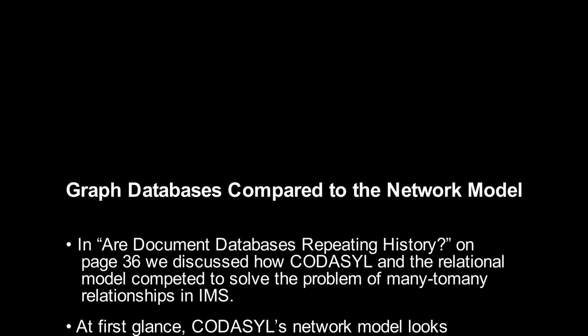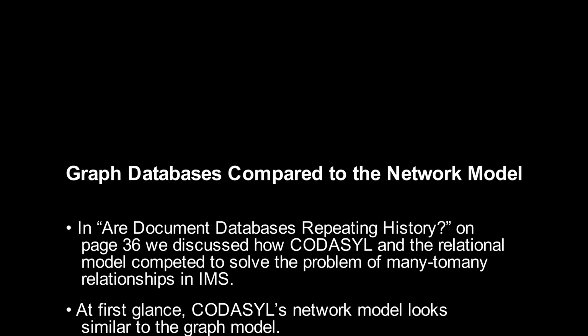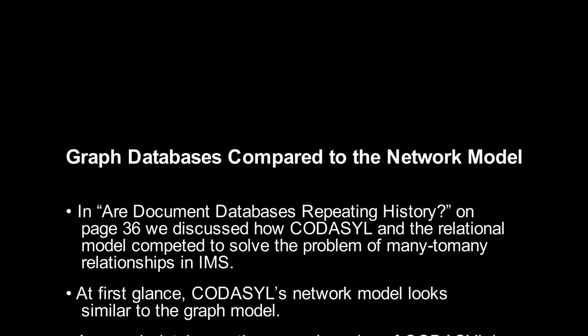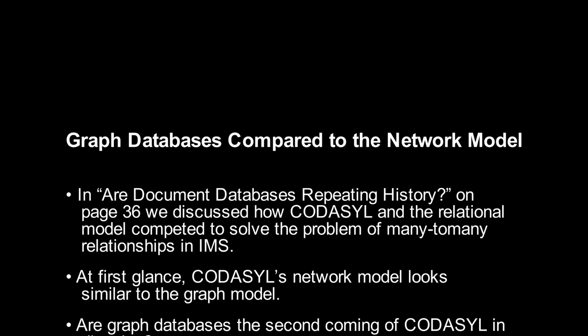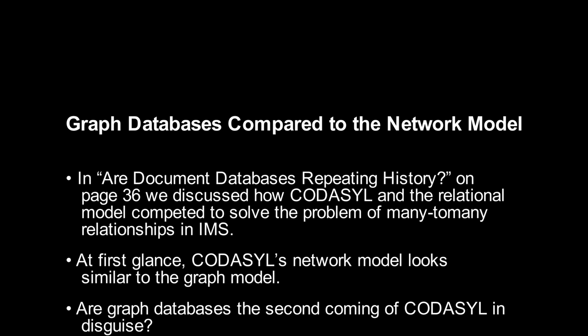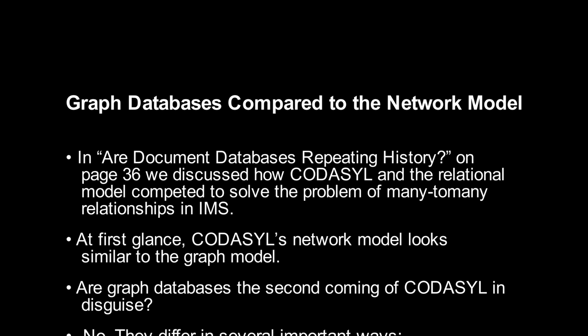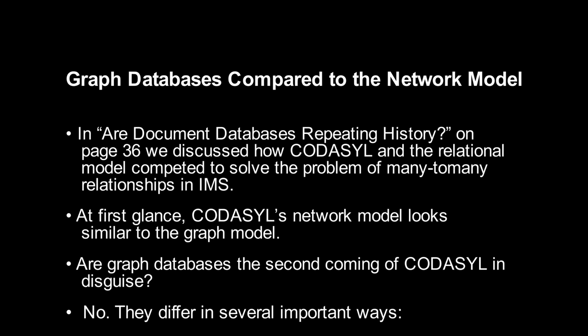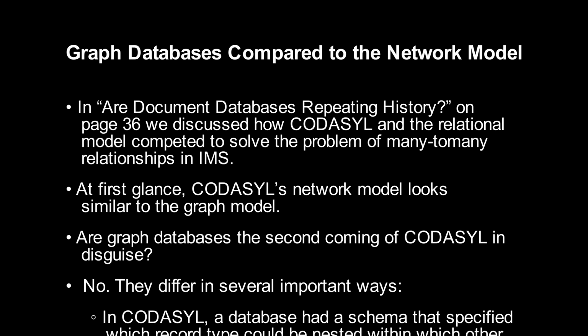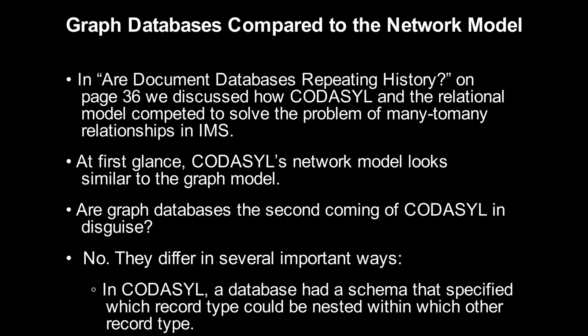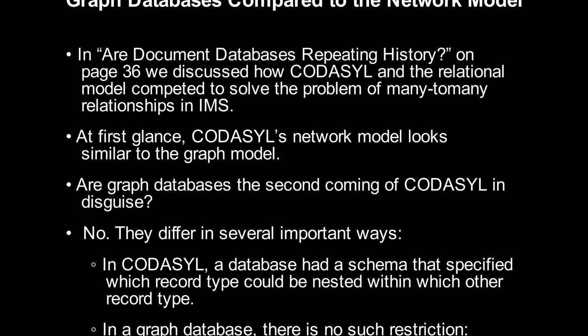In our discussion of document databases, repeating history, on page 36 we discussed how CODASYL and the relational model competed to solve the problem of many-to-many relationships in IMS. At first glance, CODASYL's network model looks similar to the graph model. Are graph databases the second coming of CODASYL in disguise? No, they differ in several important ways.